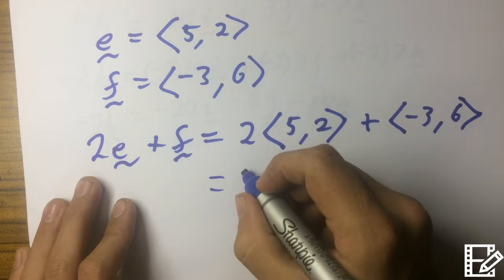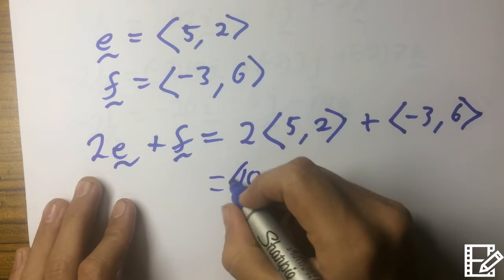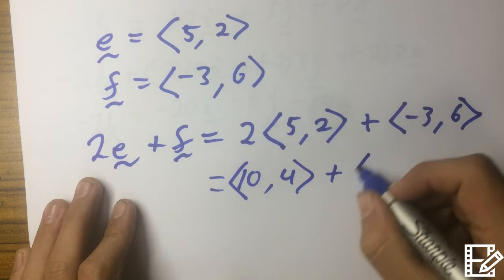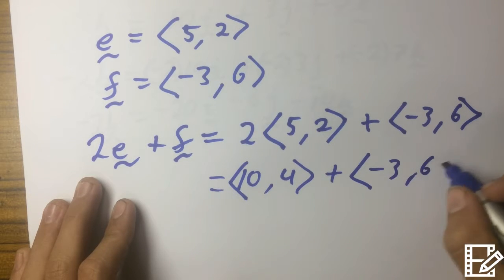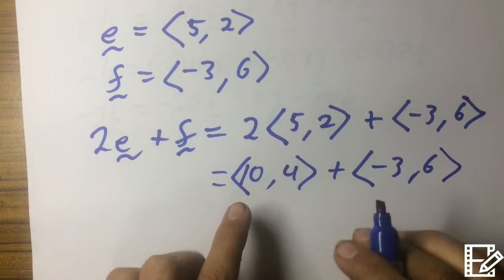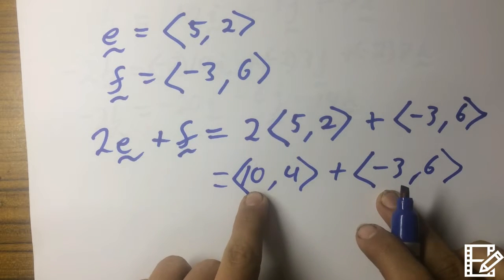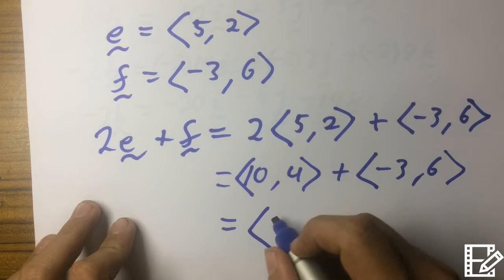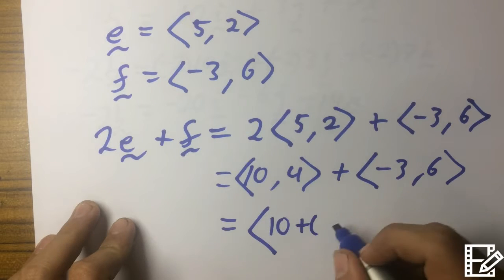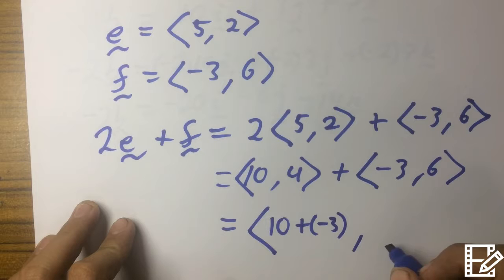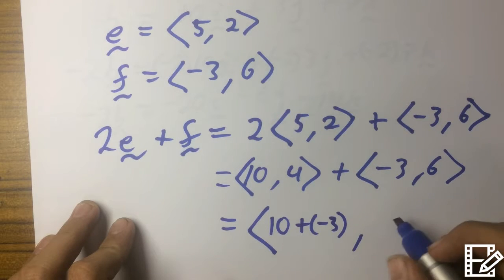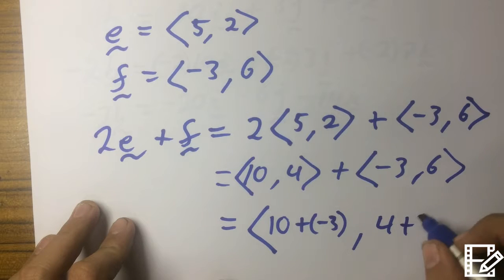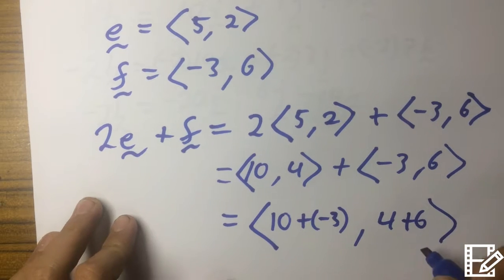So let's do this bit first. 2 multiplied by 5, that's 10. 2 multiplied by 2, that's 4. And this one, (-3, 6). And now we group them up. These are the i components, and these are the j components. So it'll be 10 plus -3, this is the i's grouped up, and now we have 4 plus 6, which is the j's grouped up.